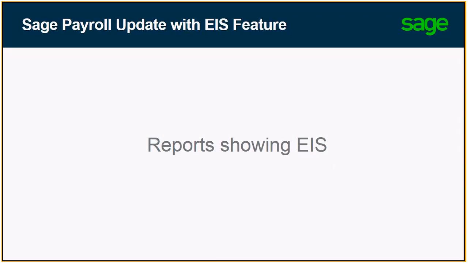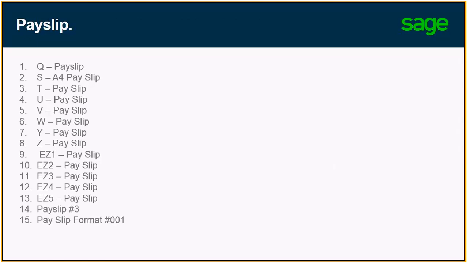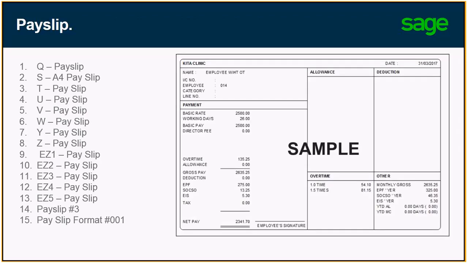Once you process, you would have the EIS contribution per employee, and the reports available to show all the EIS information, payslip, all the basic formats from Q, ST, UV, and then all the formats are available. So for example here, you can see at the right top below, EIS employee portions, and on the left side you can see the EIS employee deduction.